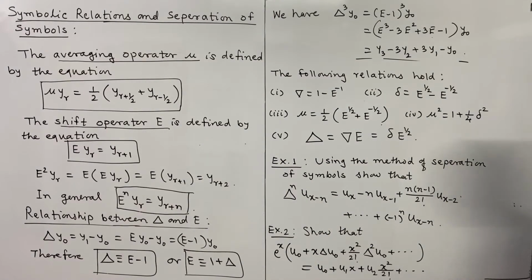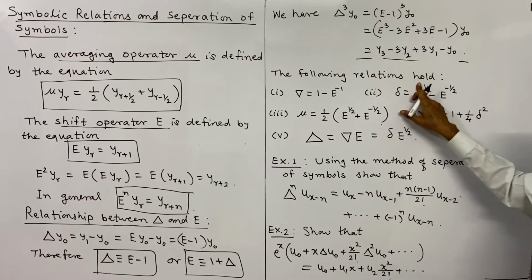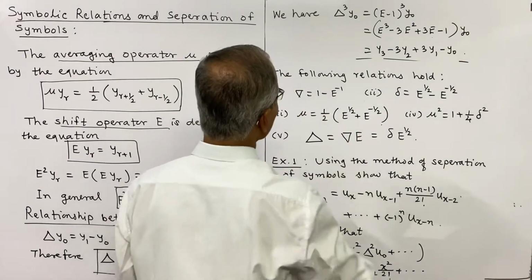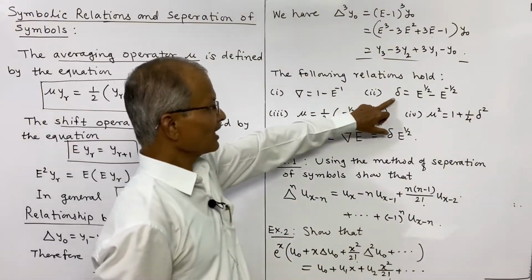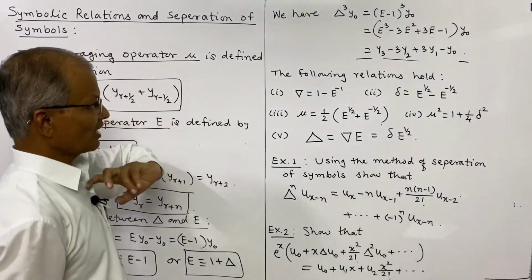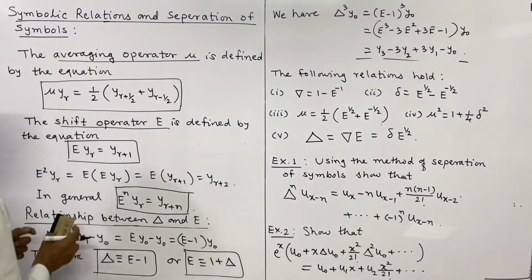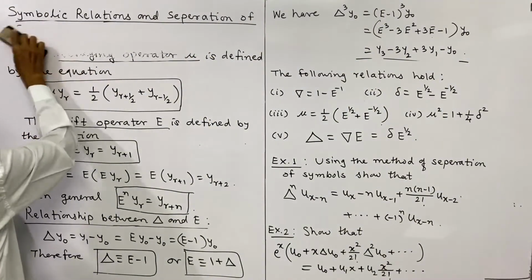And thus it is easy to obtain these higher order differences, forward differences or backward differences, using the shift operator E. Now these are some relations between these operators. Here this is the backward operator del. Del is 1 minus E to the power minus 1. Delta is E to the power half minus E to the power negative half, and so on. So we shall prove these relations one by one. Few relations we will prove, and the remaining you can try.